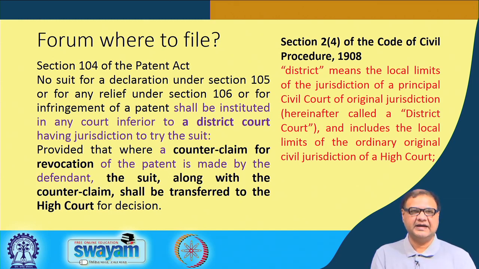Section 104 of the Patent Act tells us that the suit has to be filed in the district court having jurisdiction to try the suit. So, a patent infringement suit can be filed before the district court. However, when the defendant raises the counterclaim of revocation, in that case the district court loses its jurisdiction. Section 104 of the Patent Act in crystal clear terms makes it explicit that if the defendant to that suit raises the issue of revocation in the form of a counterclaim, then the suit along with the counterclaim shall be transferred to the High Court for decision.